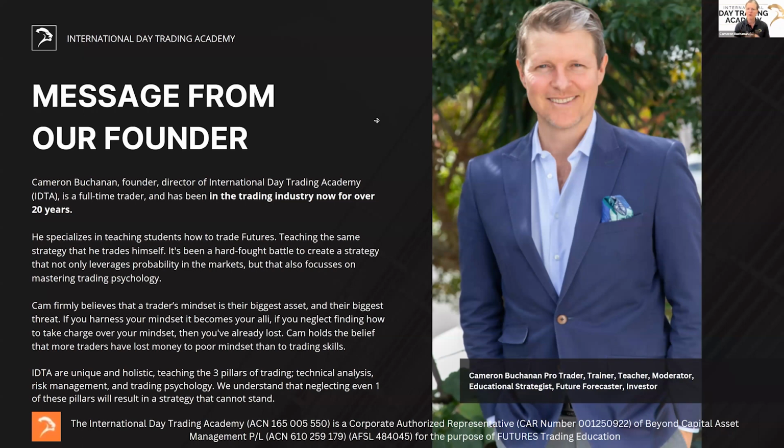And that's what we focus primarily at IDTA, very much on trading strategy, trade management is a huge part of it, but also that trading mindset. So they're the three pillars that we primarily focus on.